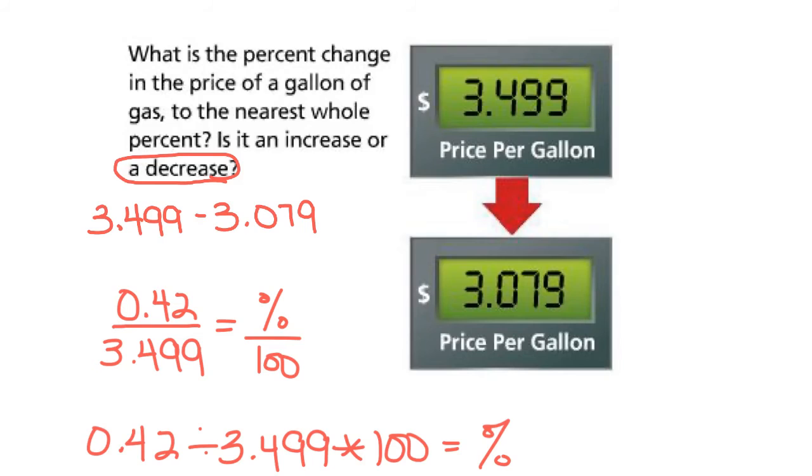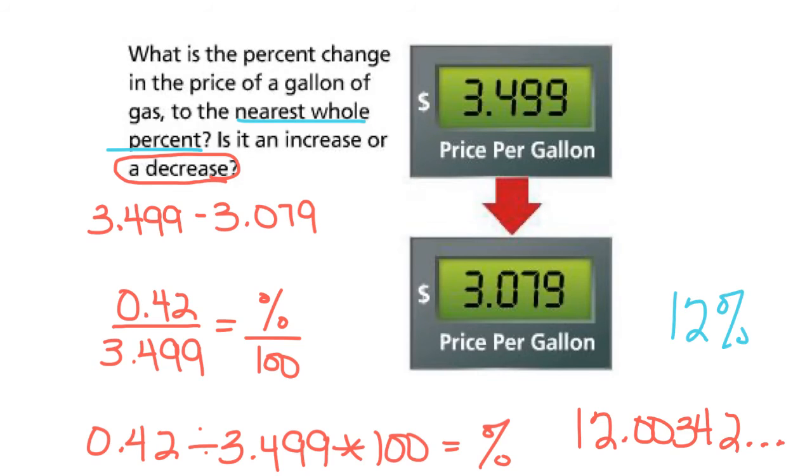So we have 0.42 divided by 3.499, and we're going to multiply that quotient by 100, and we end up with 12.00342, and it continues on. But if we go back and read our problem, it says to the nearest whole percent. So we're going to round it to a whole number and find 12%. This was a 12% decrease in the price of gas.